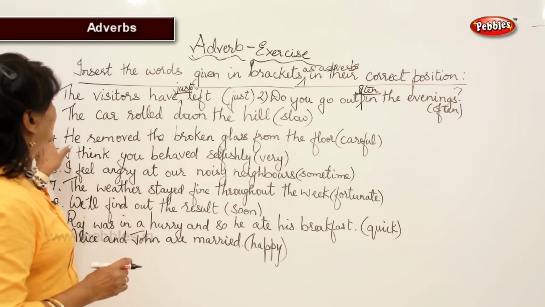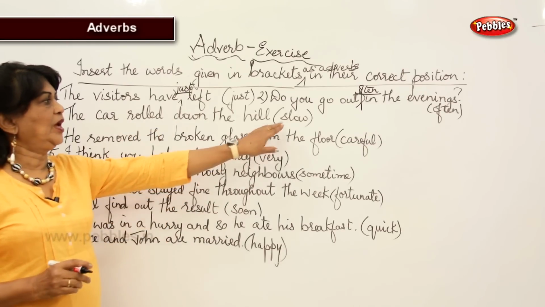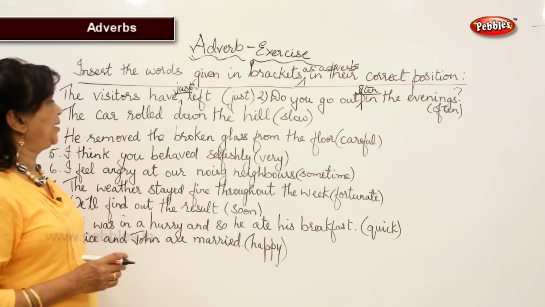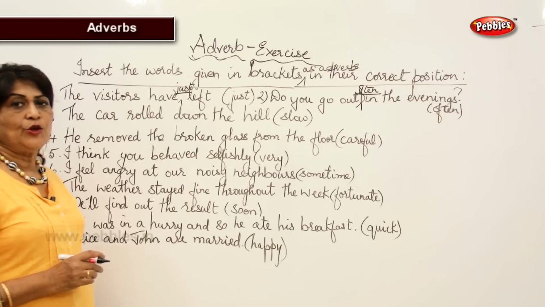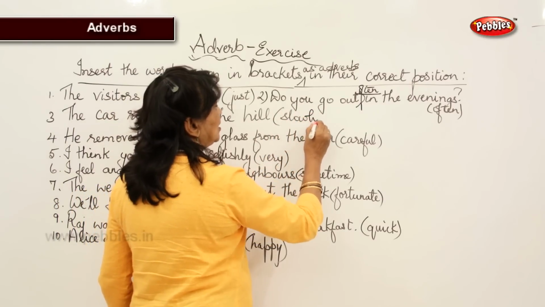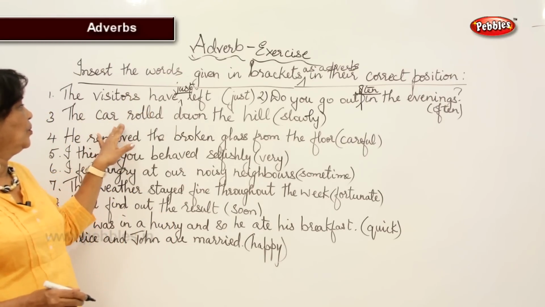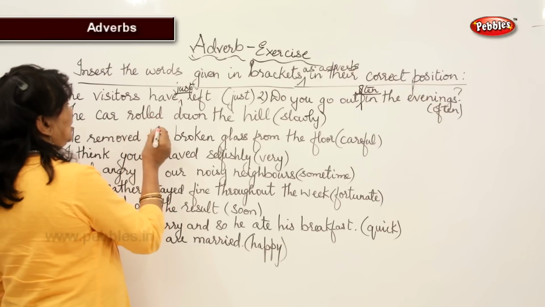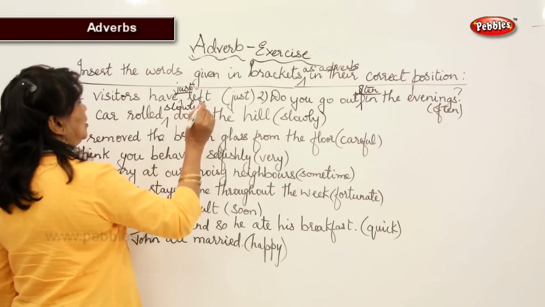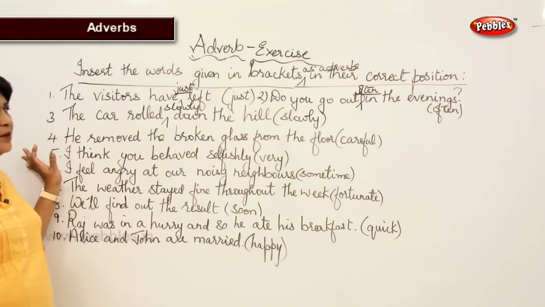Okay, next one. The car rolled down the hill. Now you have to make the word slow into an adverb and insert it somewhere. Where will you insert it? First of all, how will you change this word slow into an adverb? Slowly. Okay, adverb of manner. The car rolled slowly, or the car slowly rolled down the hill. Okay, do you understand now how to insert these adverbs?